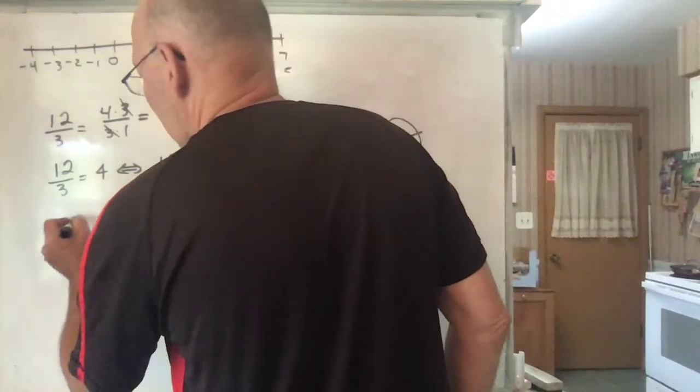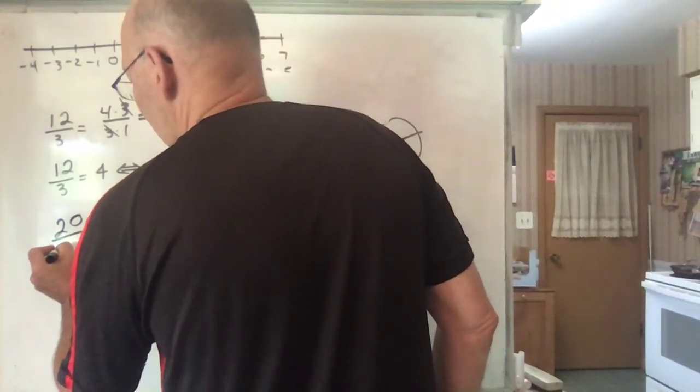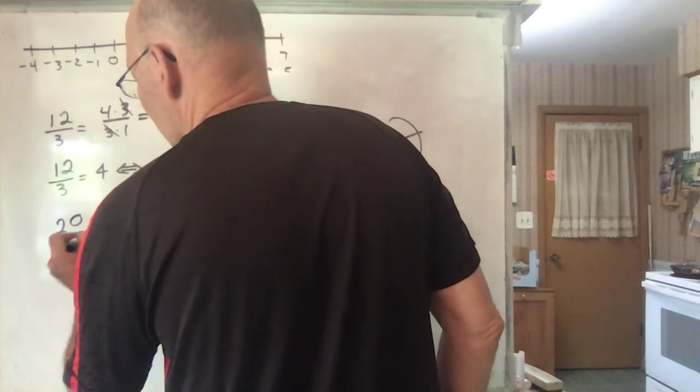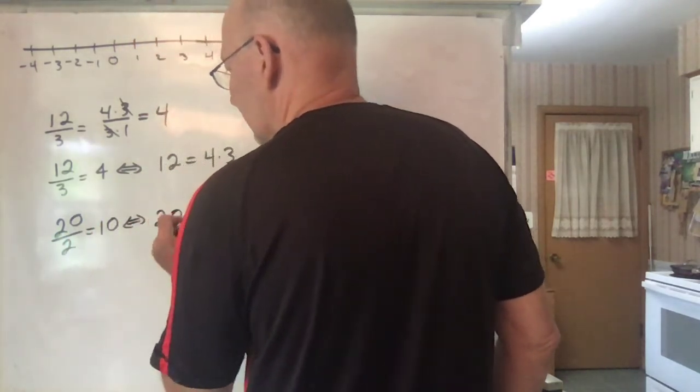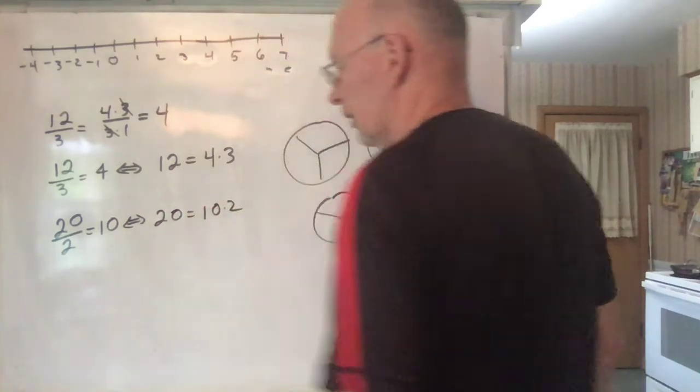20 over 2 is equal to 10. Why is that? That's because 20 is equal to 10 times 2.